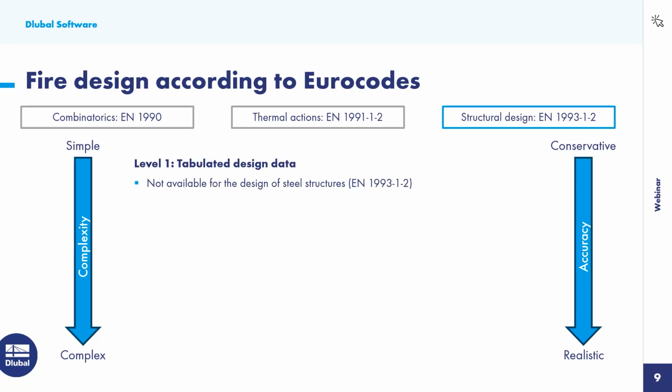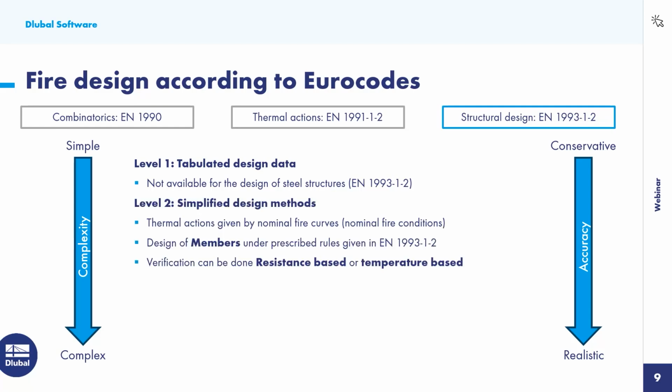The simplest design approach is design by tabulated data. This is oftentimes used for fire design of concrete elements, where it is sufficient to choose the suitable dimensions, for example, wall thickness, for a specific fire class. This approach is unfortunately not available for steel structures.